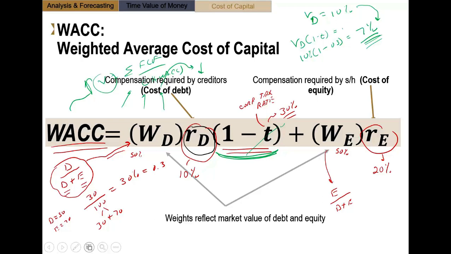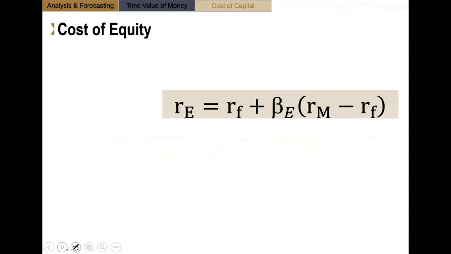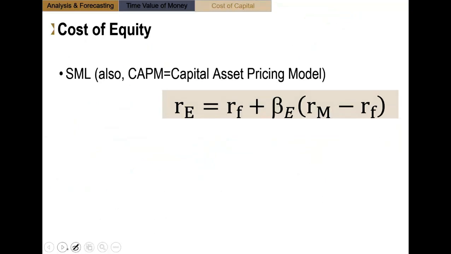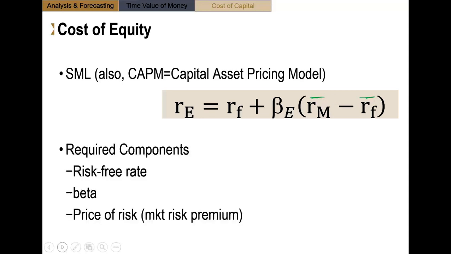But the cost of equity, how do we find the cost of equity? Let me just remind you, the cost of equity comes from the SML or capital asset pricing model. So this is now a known expression. Okay, so you may remember that the components that we need to find R sub E in order to put it in our WACC estimation are the risk-free rate, the measure of systematic risk for the company, and the price of risk.